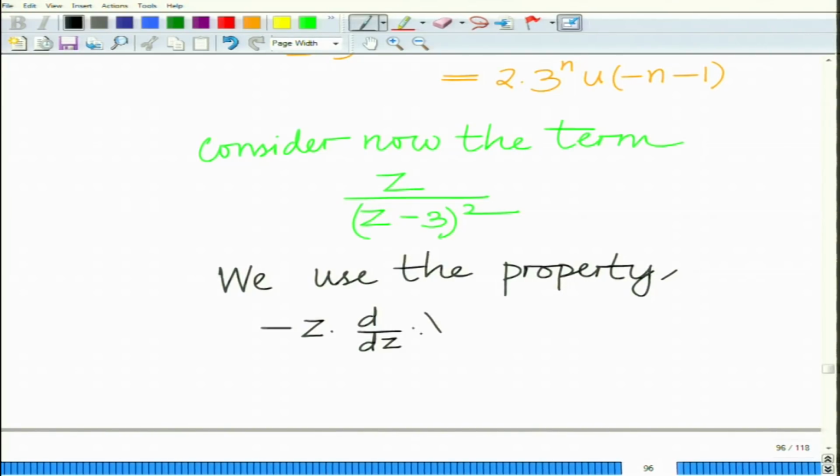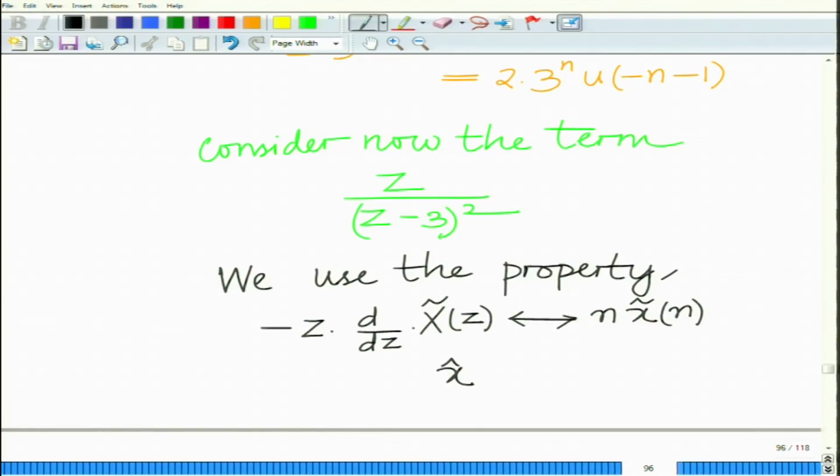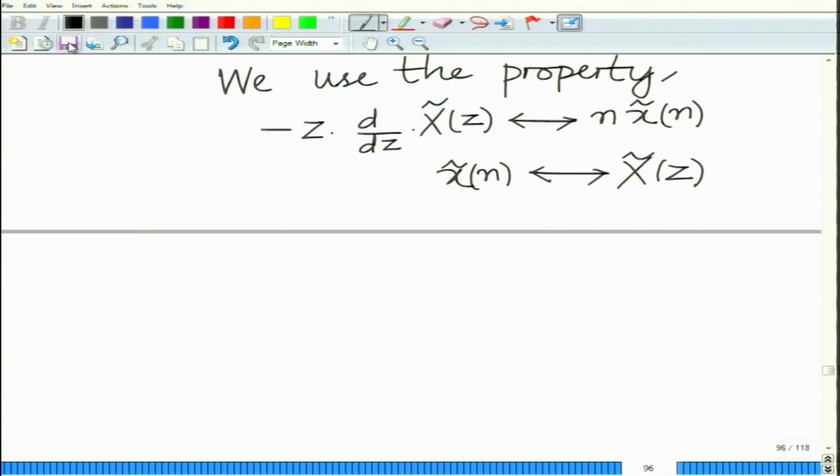Minus z d over dz of X tilde(z): if you differentiate the Z transform, that corresponds to the sequence n x tilde[n]. That is, the signal n x tilde[n] has Z transform minus z d over dz, the derivative of X tilde(z). X tilde(z), remember, is the Z transform of x tilde[n]. Now, consider z over z minus 3. Let us say X tilde(z), just to denote it by a different notation, equals z over z minus 3.